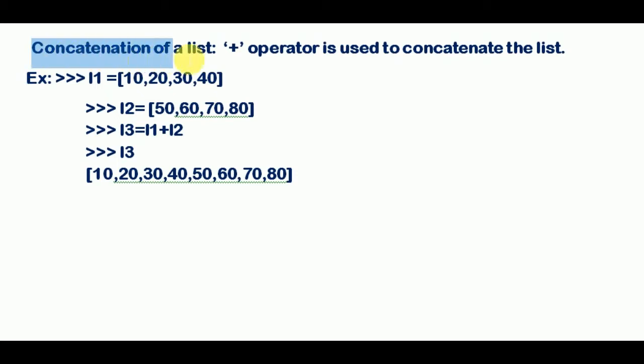Next is concatenation of a list. So here the plus operator is used to concatenate the lists. So here we have one list L1, a second list L2, and we add or concatenate these two lists using the plus operator, and the value will be stored in L3, and we print L3. So we got the answer of concatenated list L1 and L2.